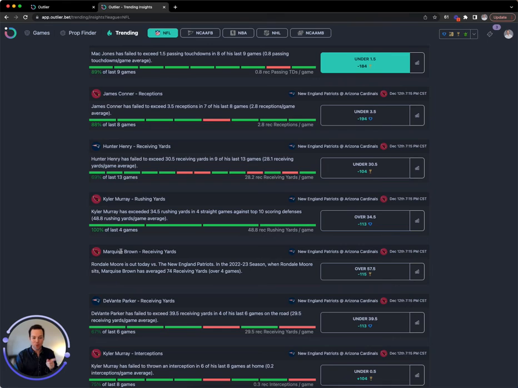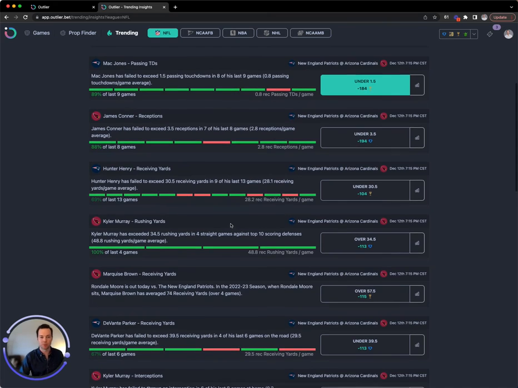In fact, we have some really deep insights like usage rate insights. For instance, you see here that when Randall Moore is out, Marquise Brown averages over 74 yards. Now, we're looking at Marquise Brown receiving yards prop, and if I wanted to, I could add that right to my picks. So that's a really deep insight that's actionable. Of course, again, anytime you see the graph, go ahead and click it. You move into the market details page and do even more research on the particular prop.